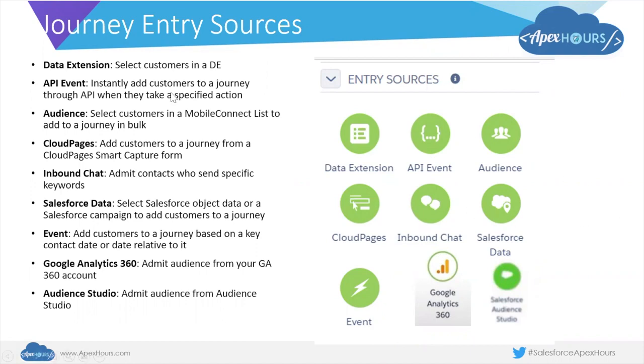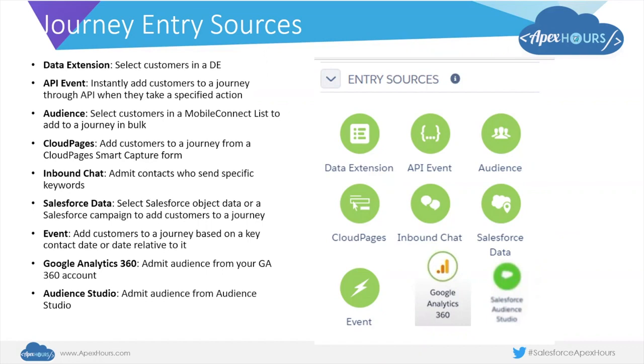The API event, you would use it when you want to add the customers into your journey based on an event that the customer takes outside of the Marketing Cloud. The audience, you would use this when you want to admit the list of contacts into your journey. And you can also select from push, SMS, and audience builder audiences as well.